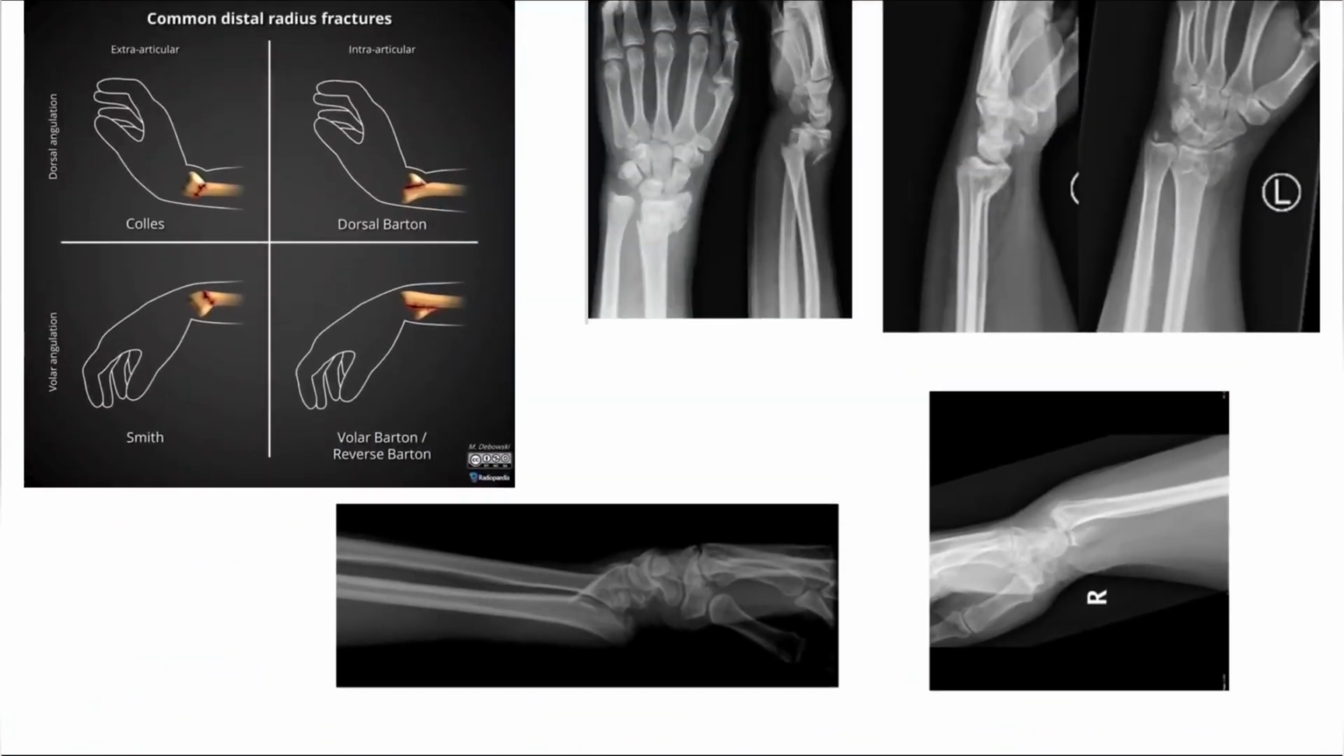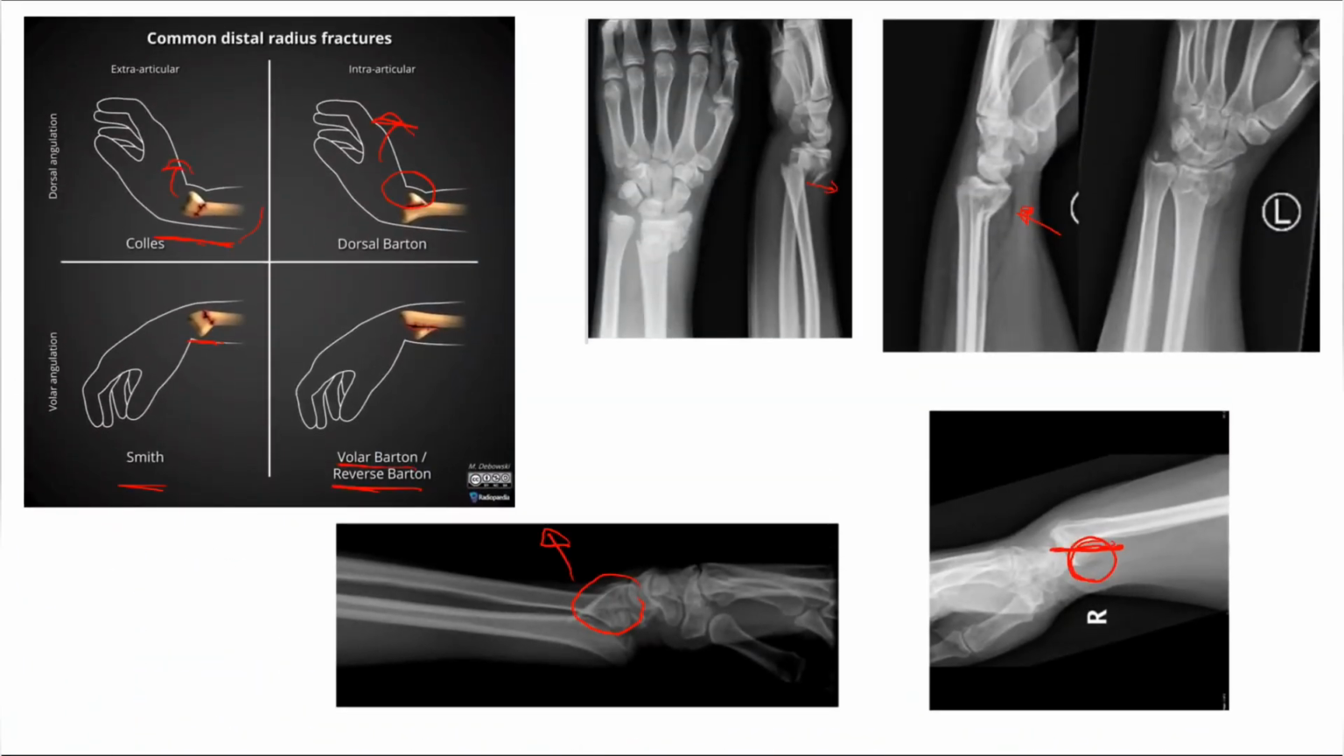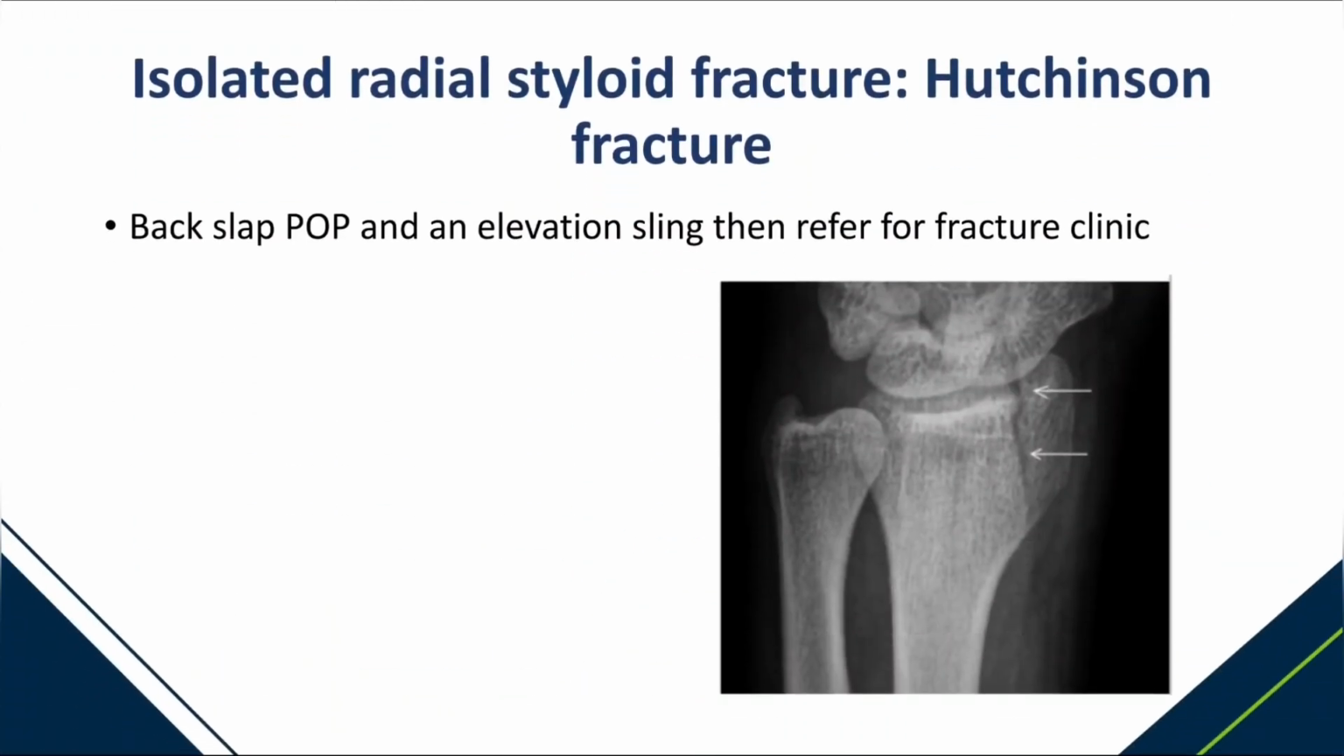So in summary, only the Colles fracture usually can be managed in the emergency department. Others are better to be consulted to orthopedics, doing surgery or doing reduction by themselves.